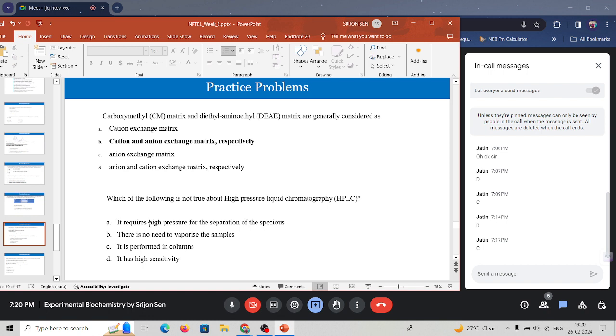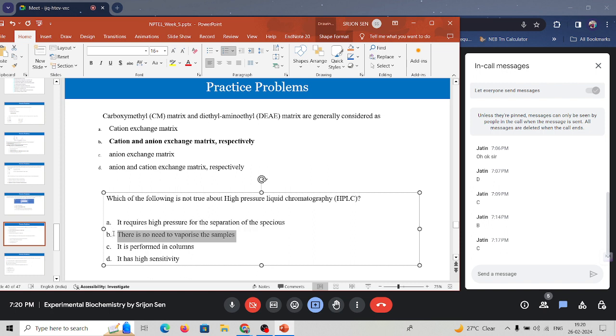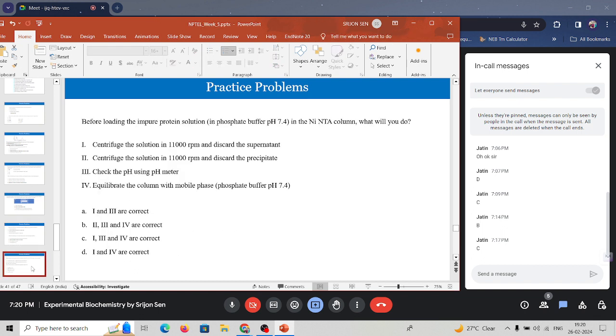So if I go one by one, it requires high pressure for the separation of different species. It is performed in columns and it has high sensitivity. And there is also no need to vaporize the samples. So therefore option B is the one that is not true about HPLC. Moving on to the next question.